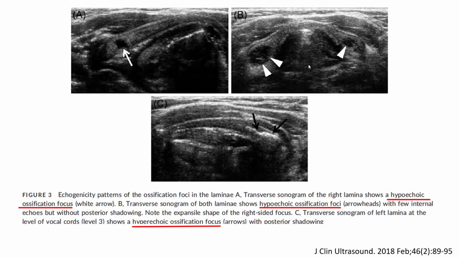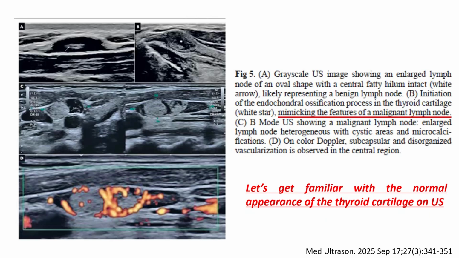If one is not familiar with normal ultrasound anatomy, this finding can be confused with lymph node metastasis, as described in the literature. However, with knowledge of the normal ultrasound appearance of the thyroid cartilage and consideration of the patient's age, the diagnosis is usually straightforward.